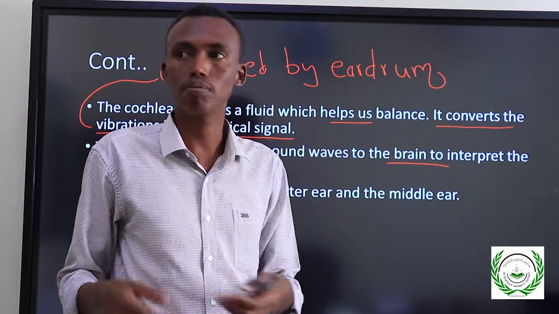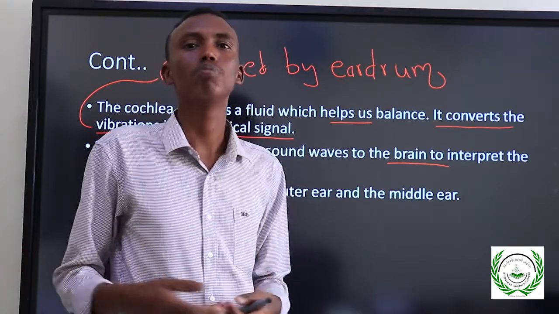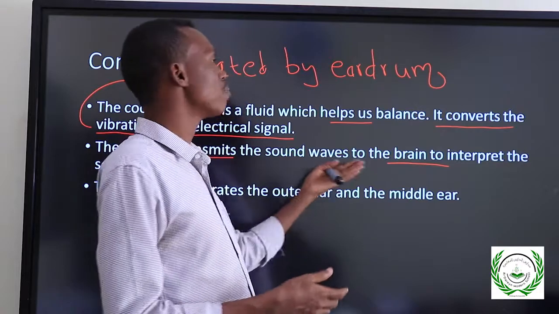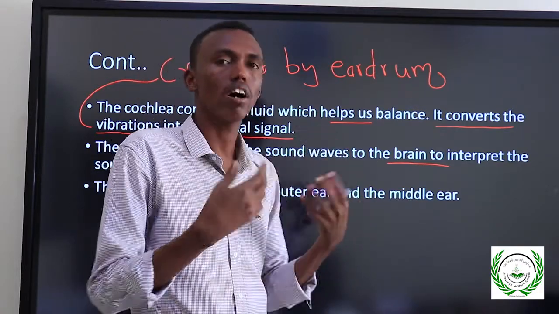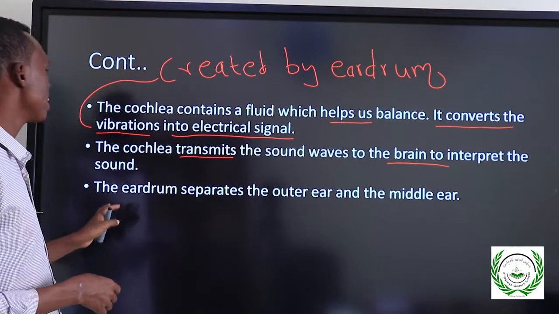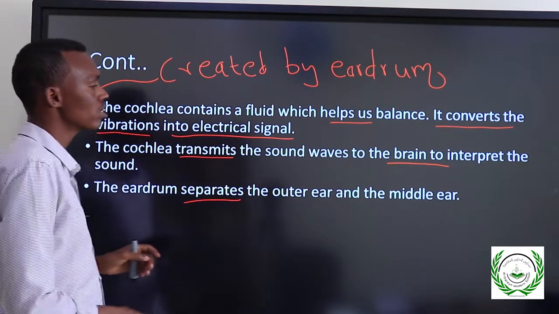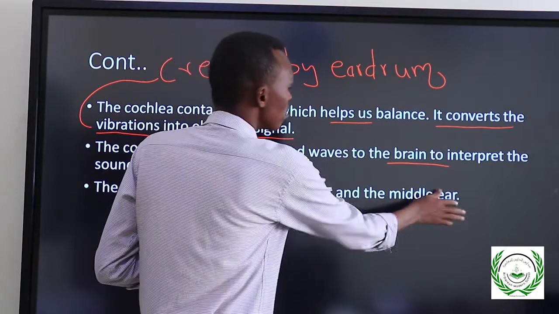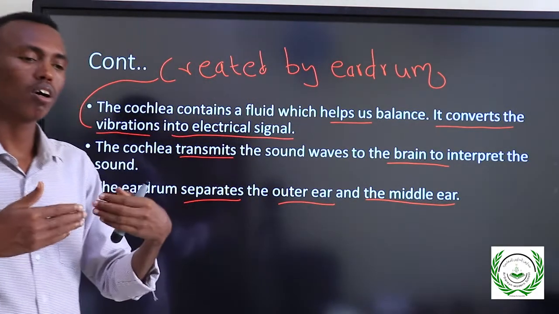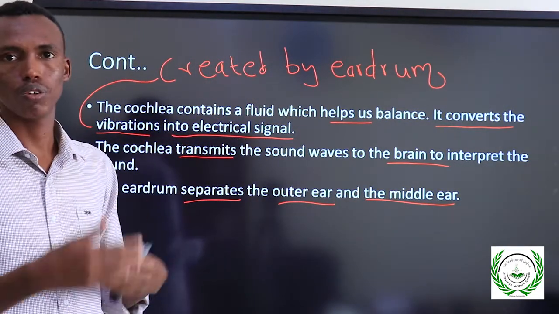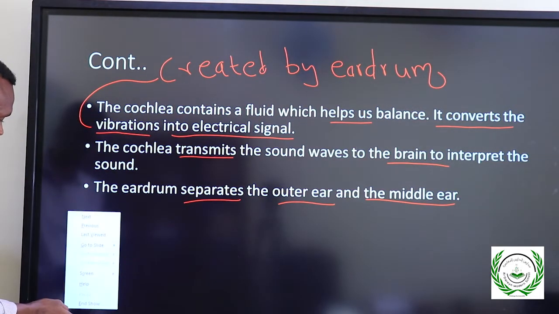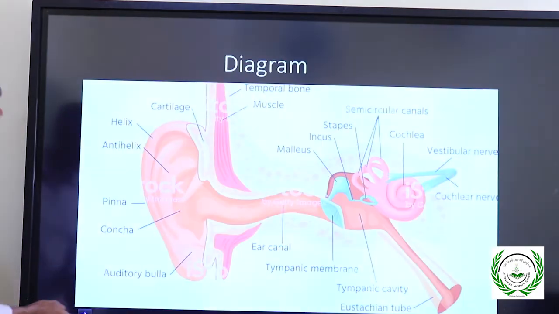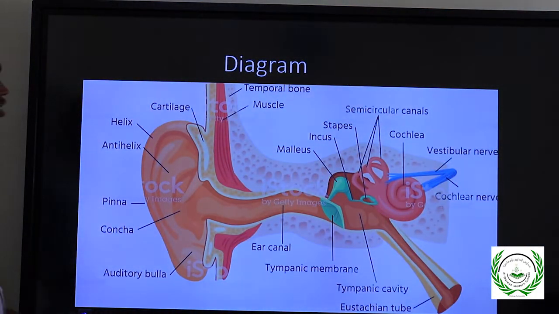So you can maybe look and say, oh, okay. So it helps us to identify the kind of information or kind of sound waves we are really hearing at the moment. The eardrum separates the outer ear and the middle ear. It is a membrane between these two.